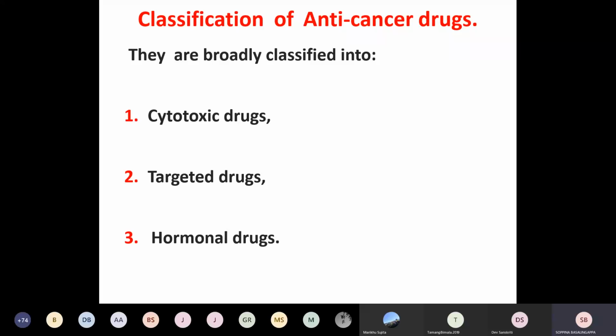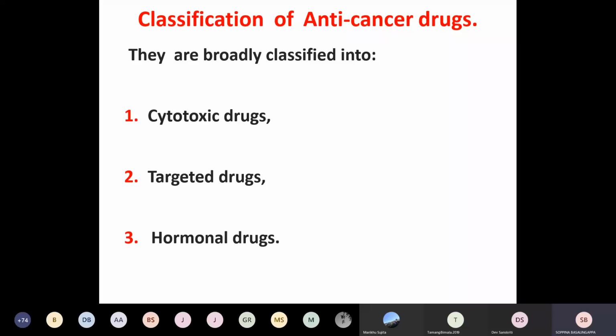After knowing these generalized features, now we'll go for anti-cancer drugs proper. Just like any other drugs, we are starting with classification. These anti-cancer drugs are broadly classified into three categories. See, anti-cancer, any drug which can be used against the cancer. Broadly, how are they classified?